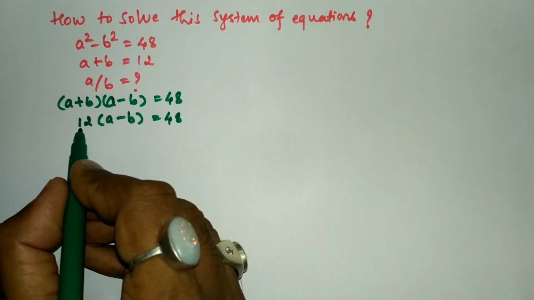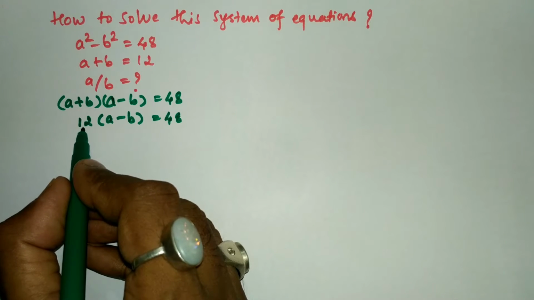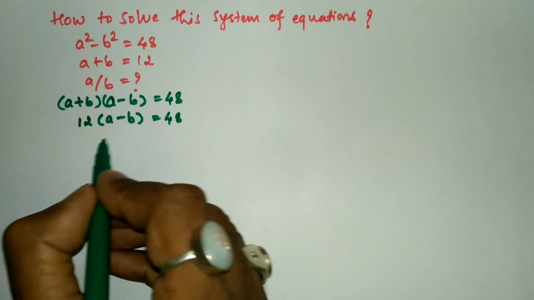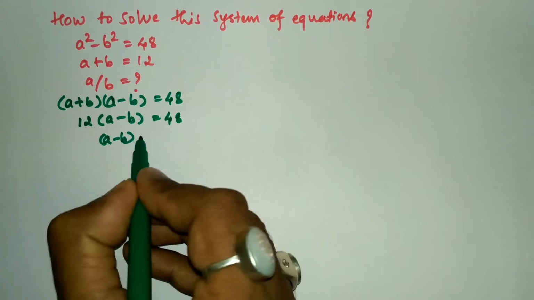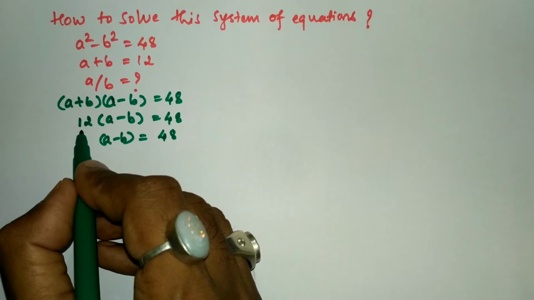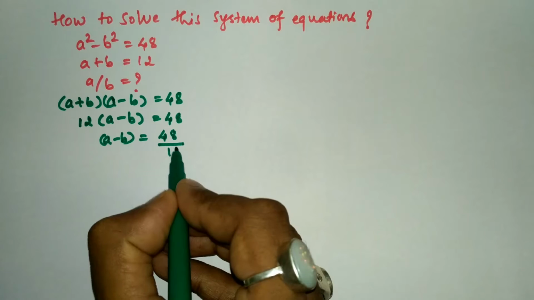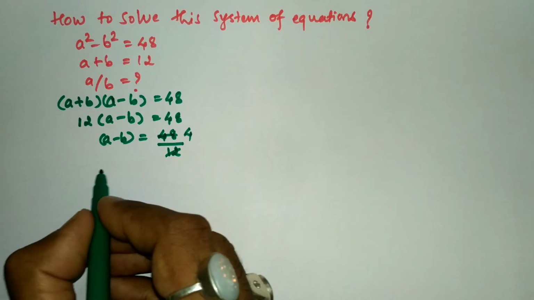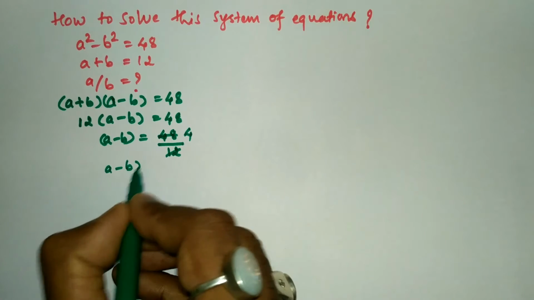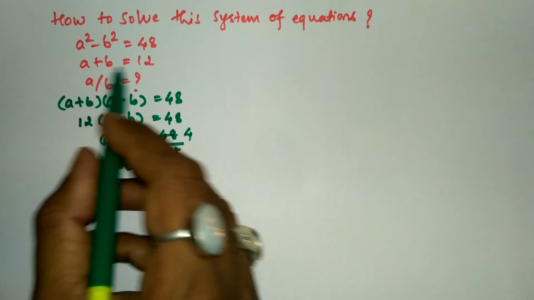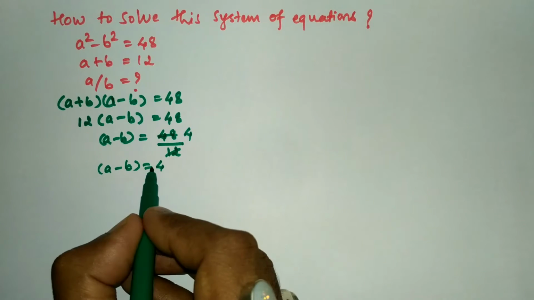Now let us transpose this 12 from the left-hand side to the right-hand side. Now it is multiplied with (a - b). I'll write a - b = 48. When I transpose this from the left-hand side to the right-hand side, it will become divided by 12. So 12 ones are 12, 12 fours are 48. Here a - b = 4.